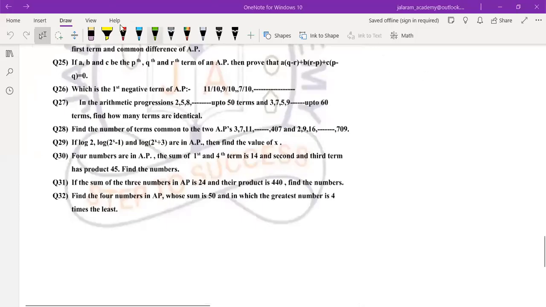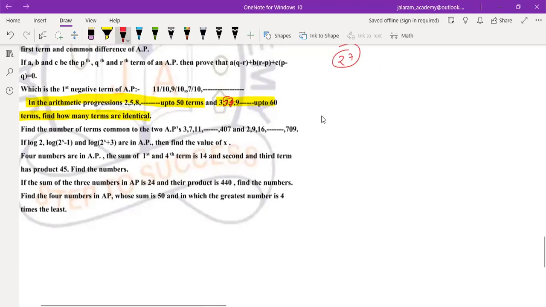So the next doubt is question number 27. In the arithmetic progression 2, 5, 8 up to 50 terms, and actually it is 3, 5, 7, 9. Make the correction: 3, 5, 7, 9 up to 60 terms. Find how many terms are identical. When we change this to 3, 5, 7, 9, only then it is an AP.